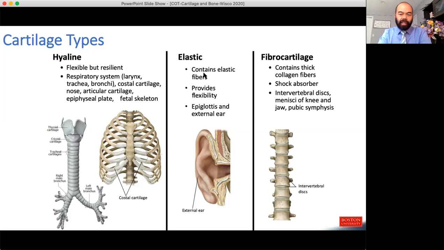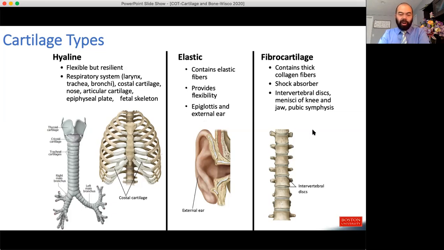Another type of cartilage is elastic cartilage. It contains elastic fibers in it, hence the name. It provides a little bit more flexibility than the hyaline cartilage, also a little bit more resiliency. The two places where you're going to see a good amount of elastic cartilage are the epiglottis, which is the barrier to the laryngeal inlet into which air goes through, and the external ear. You can feel that right here. Notice that my ear bounces back when I tug on it.